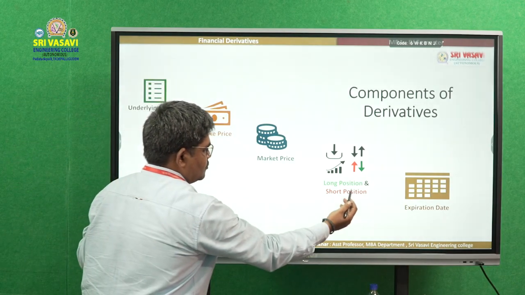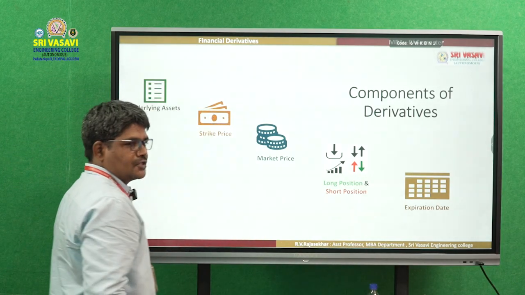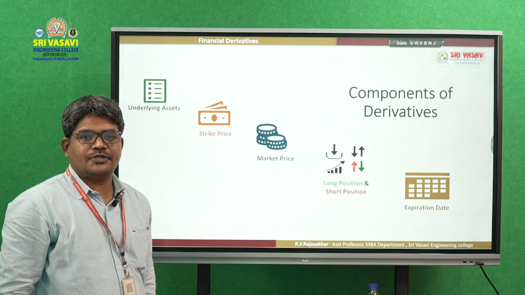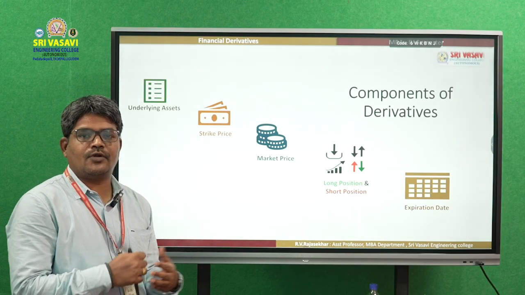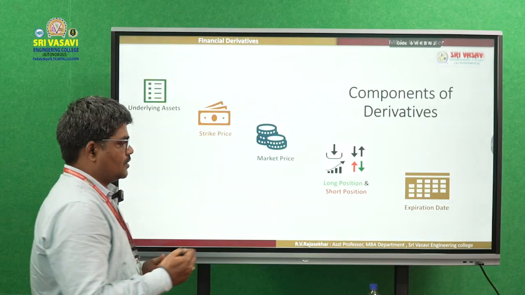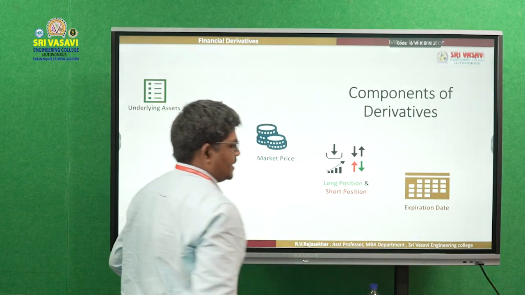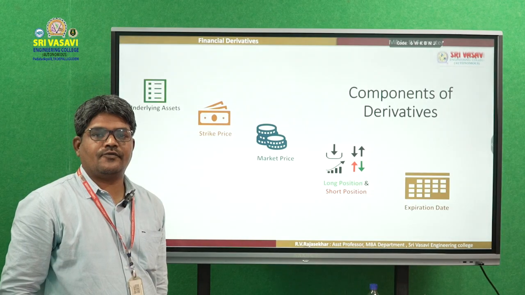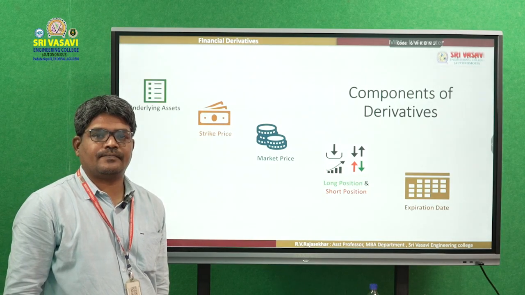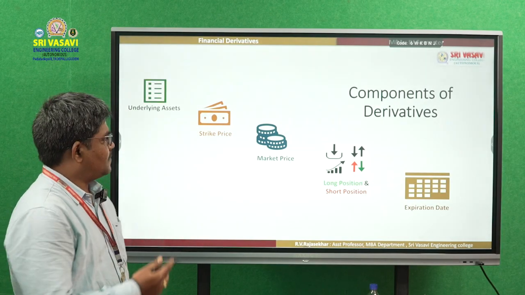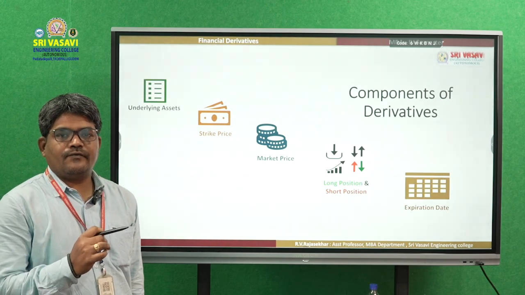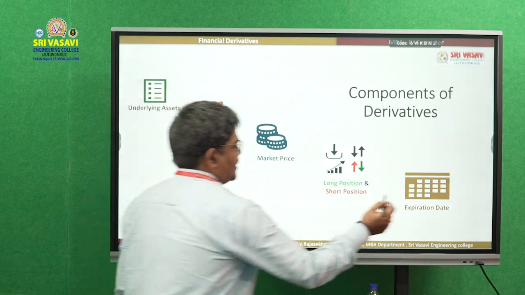Now, we have two very important terms, long position and short position. These two, the long position and short position, are the positions taken by the counterparties in a derivative contract. The last one is the expiration date. The expiration date is the date on which the contract is going to expire. Now, let me explain the components of derivatives with an example.